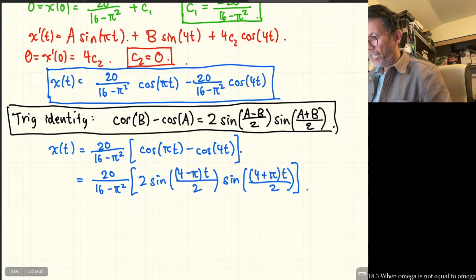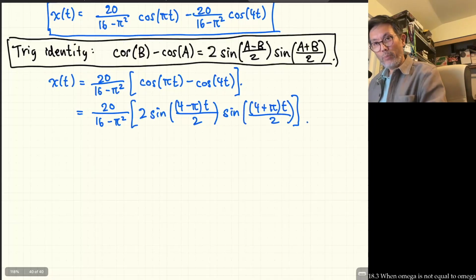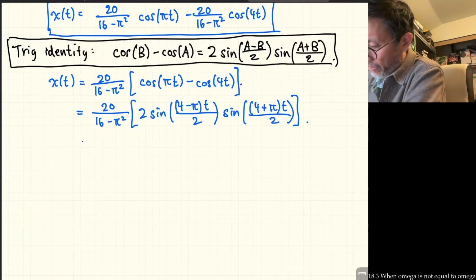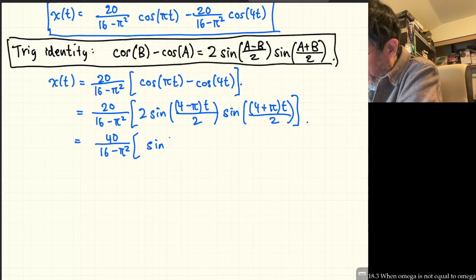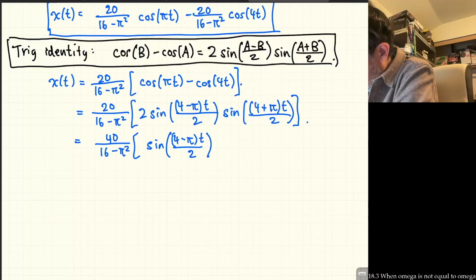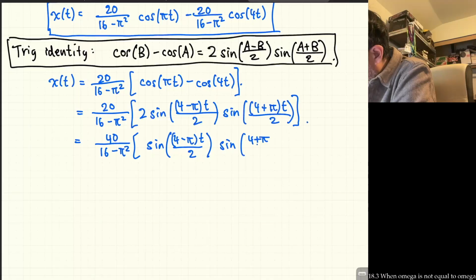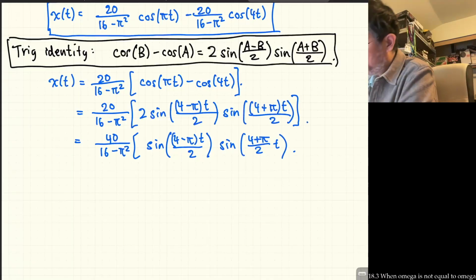Okay? And now what I can do is pull out the 2. All right? If I pull out the 2, I get 40 over 16 minus pi squared times sine of 4 minus pi times t divided by 2 times sine of 4 plus pi over 2 times t. Okay.